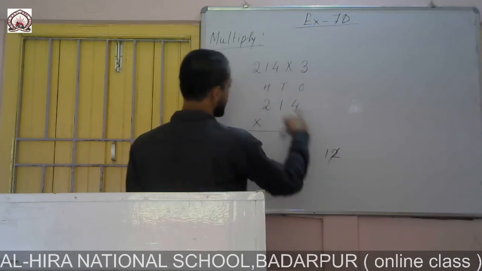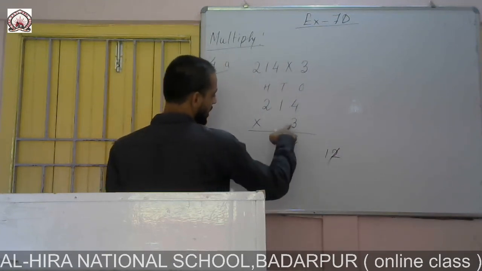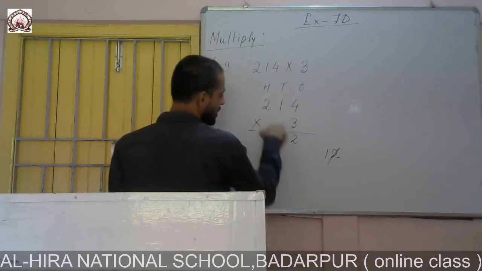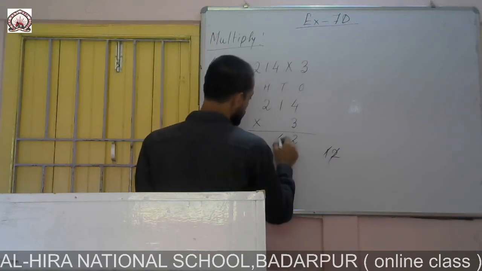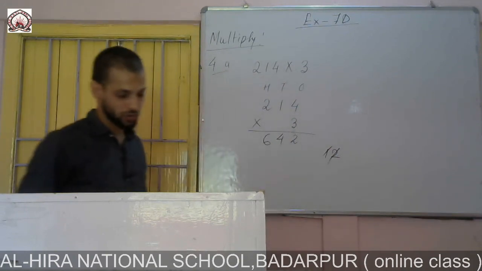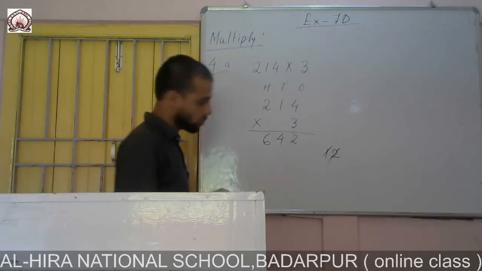This 1 will be here for which place? Tens place. Now we have to multiply 3 into which place? Tens place. So 3 ones are what? 3 plus 1, that is what? 4. Next 3 twos are 6. So the answer of this question is what? 642.